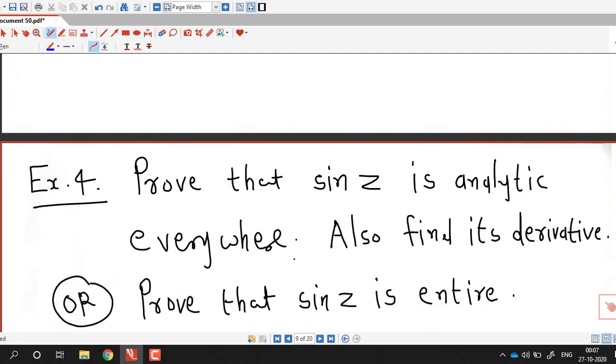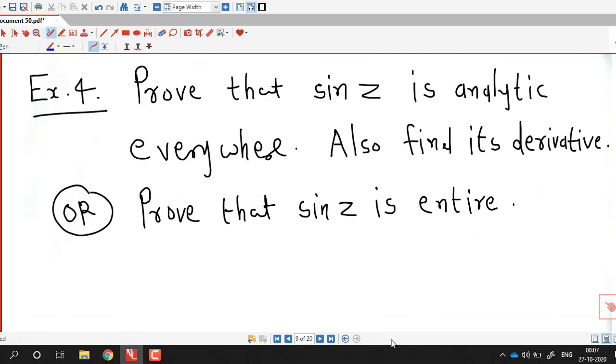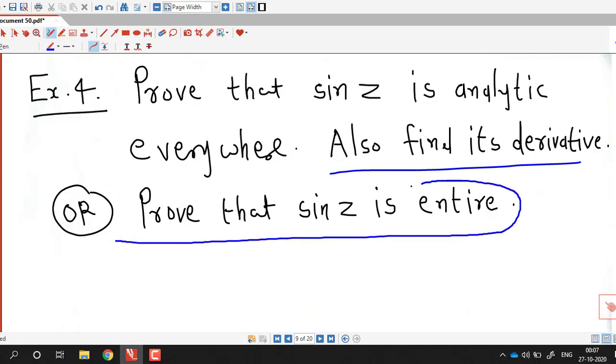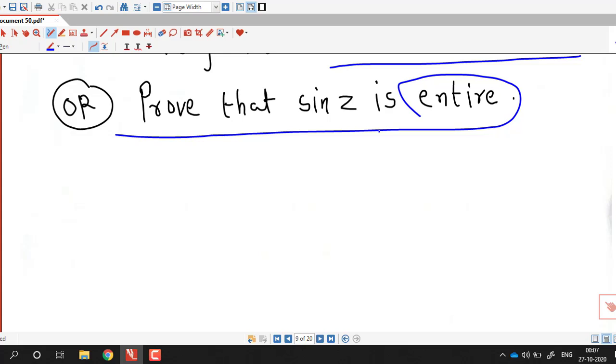Now the next example is: prove that sin z is analytic everywhere, also find its derivative, or prove that sin z is an entire function. This is a very useful property of the sine function. First we show that sin z is differentiable for all z, then we will prove its analyticity. As usual, we start by taking z equal to x plus iy.